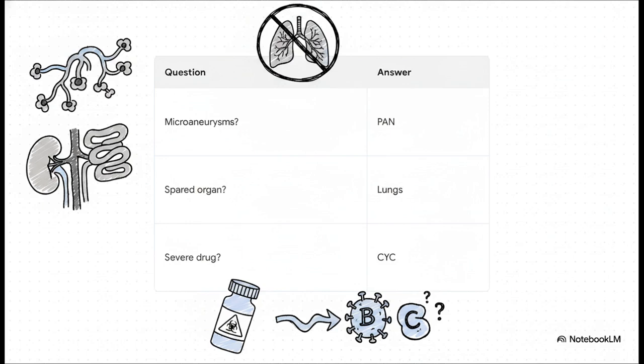Question 2. Which major organ system is classically spared by PAN? The lungs. Question 3. What's the induction drug of choice you add to steroids for severe PAN? Cyclophosphamide. And question 4. What is the classic viral infectious association you absolutely must test for? Hepatitis B and sometimes C.